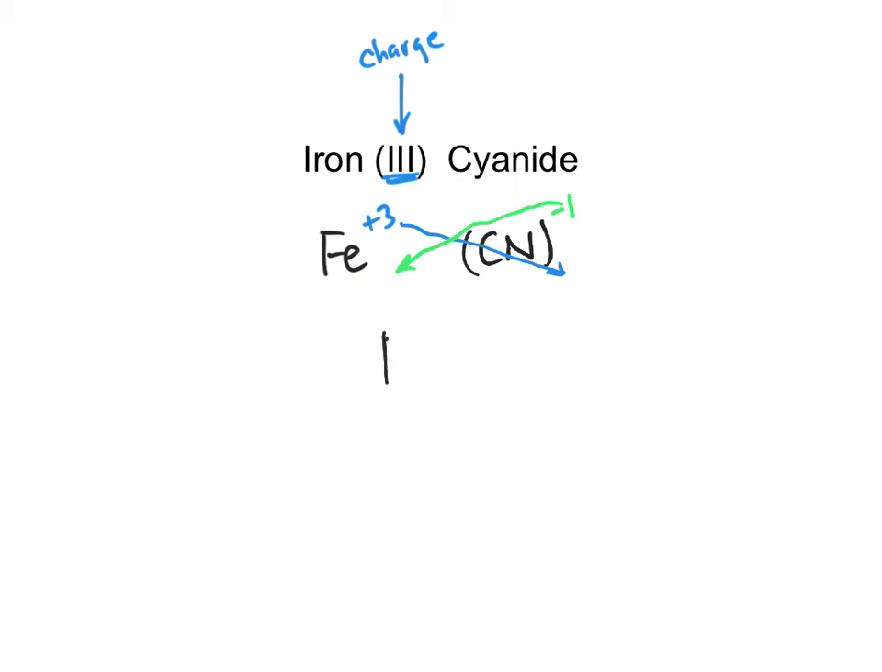And we get Fe1, but we don't write ones. CN3. Yep, the parentheses were there to protect the polyatomics. We don't have ones, we don't have charges, and we don't have spaces or pluses in between this. This is the correct chemical formula.